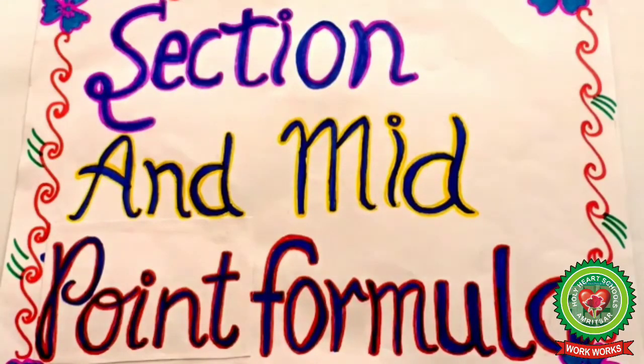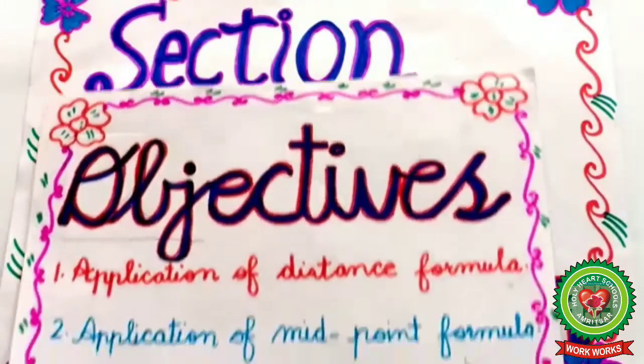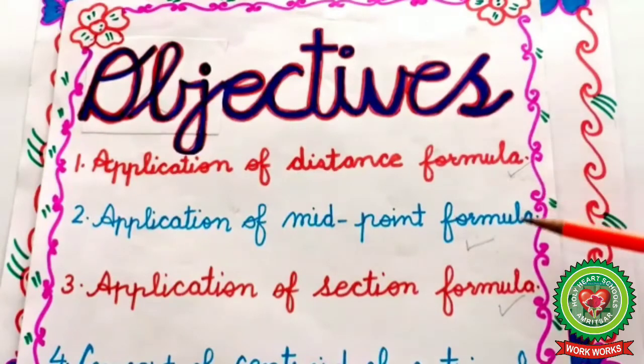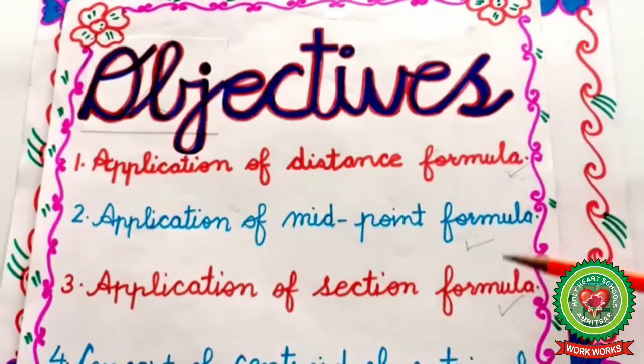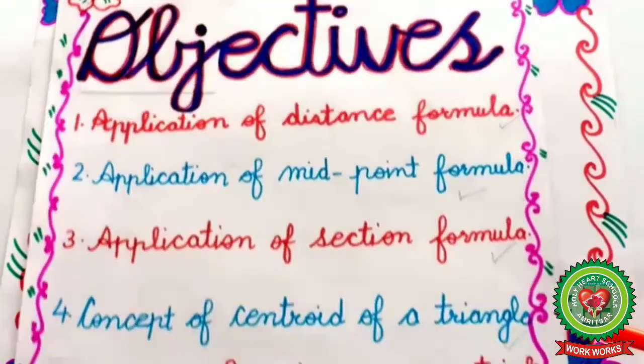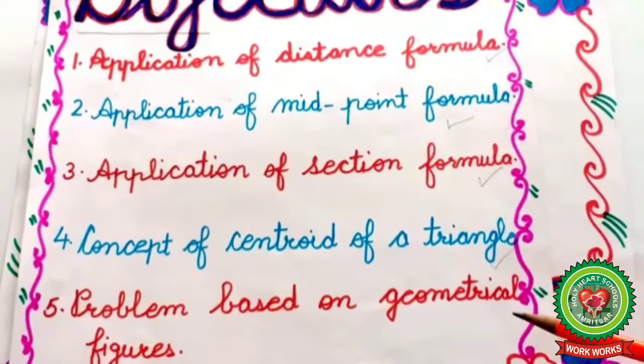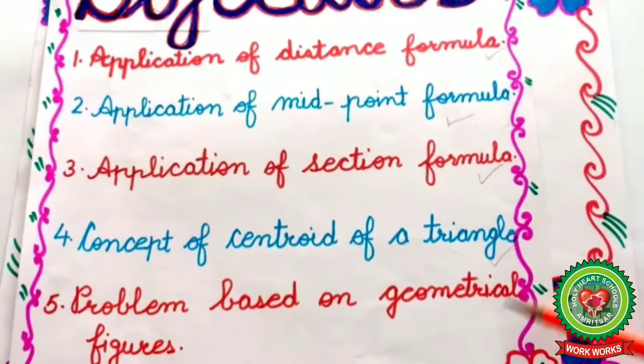Earlier, we started with the chapter Section and Midpoint Formula. In this chapter, the objectives are application of distance formula, application of midpoint formula, application of section formula, concept of centroid of a triangle, and problems based on geometrical figures. So today we are going to discuss problems based on geometrical figures.